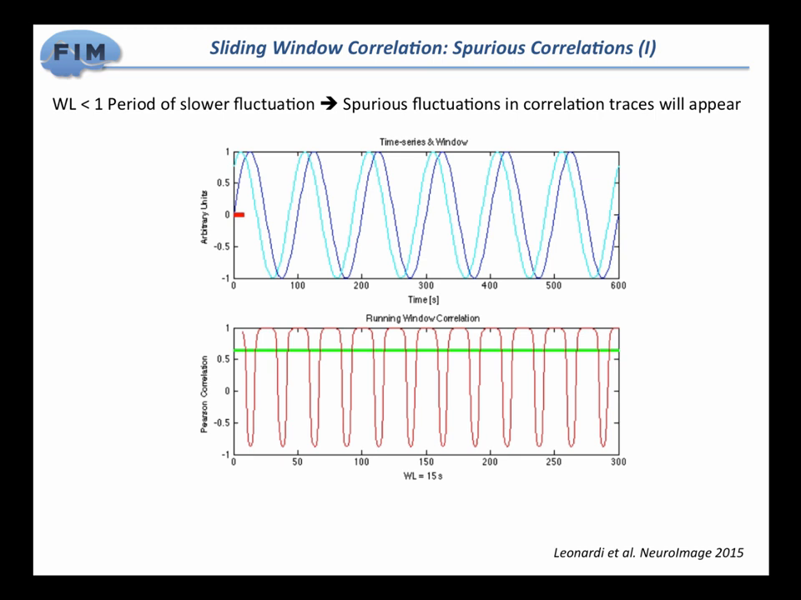They're slightly off in phase. Here what I'm depicting, and hopefully the video will work, is the length of the sliding window that I'm going to use to compute correlation traces, the evolution of correlation traces.